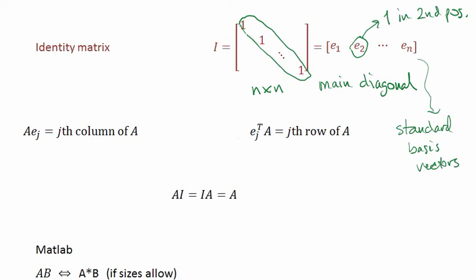Now, it's a consequence of the rules of matrix multiplication that if you take A times ej, what you get back is the jth column of A. And if you take the transpose of one of those columns, so that it's 1 by n, and take that times an n by n A, then the result is the jth row of A. And you can check that quickly. And furthermore, because of the way the identity is defined and the way matrix multiplication works, A times I and I times A is always equal to A. And that's even true if A is rectangular, as long as I has the proper size, whether it's on the right or the left.